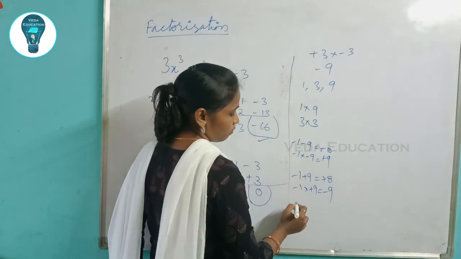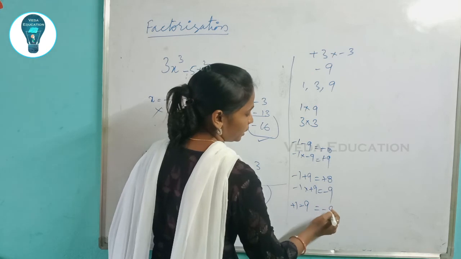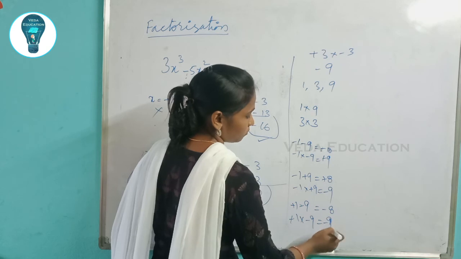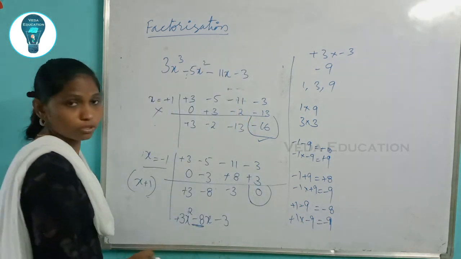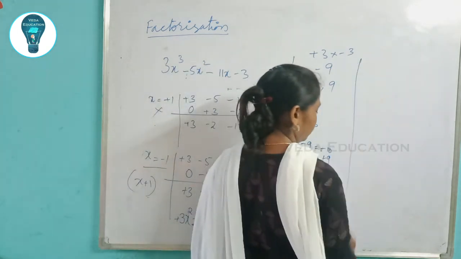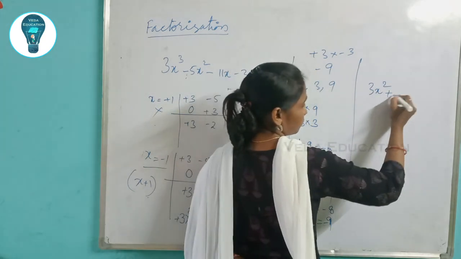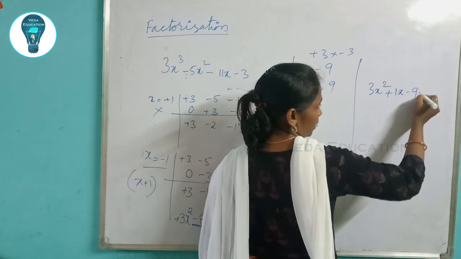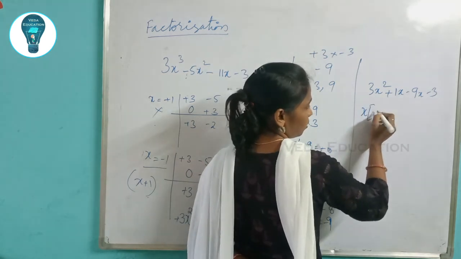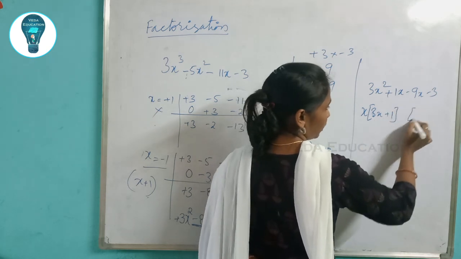Next, plus 1, minus 9. Minus 8 is plus 1 into minus 9. Here you will get minus 9. So to get minus 8, the possible pair is plus 1, minus 9. Okay, write in order. 3x square, here plus 1x, minus 9x, next 3. In this, x is common. 3x is left.